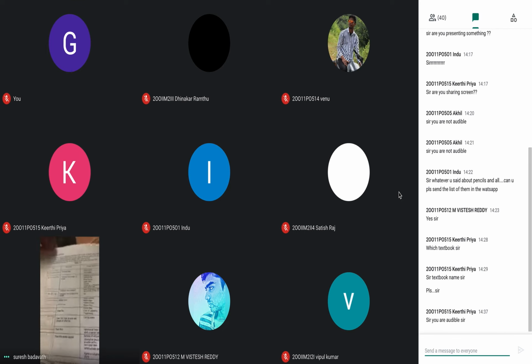All of you, these lines can be used there. See the points. The textbook name is ND Bhatt. ND Bhatt. Okay.